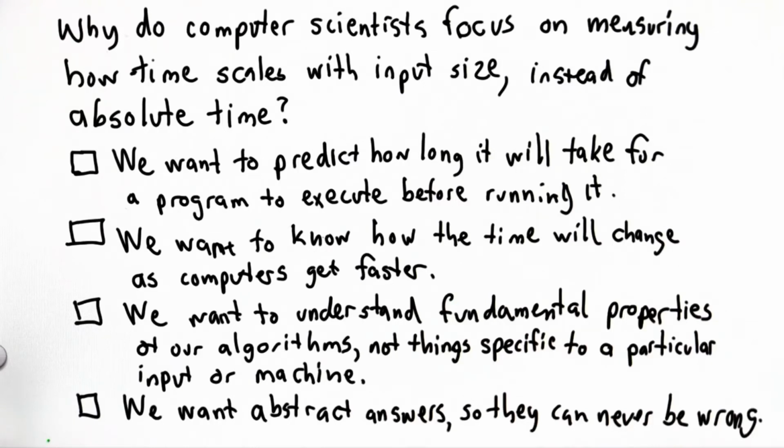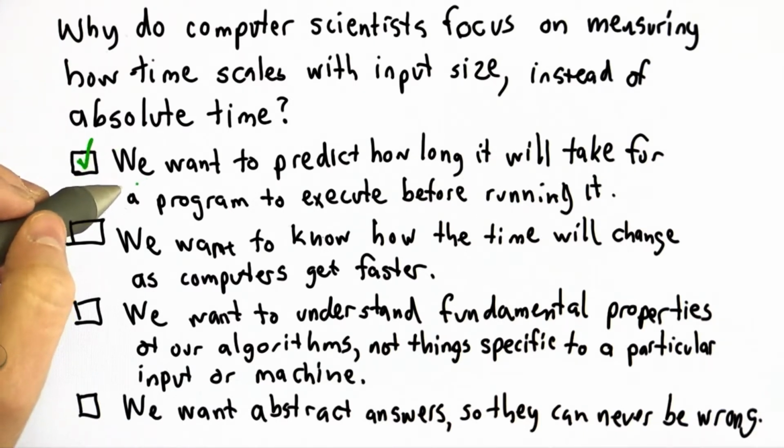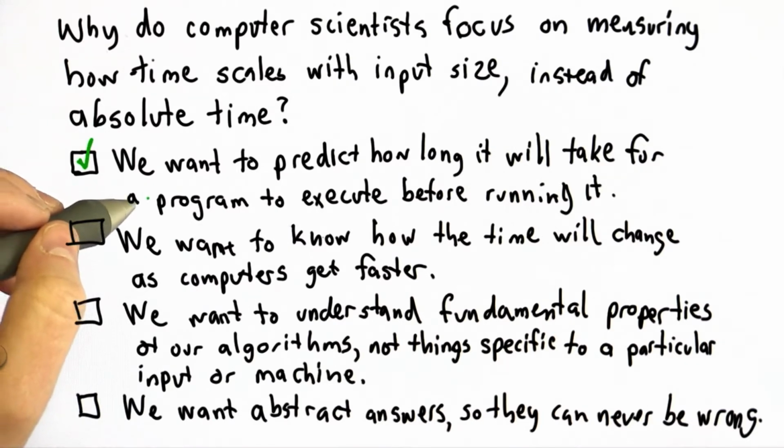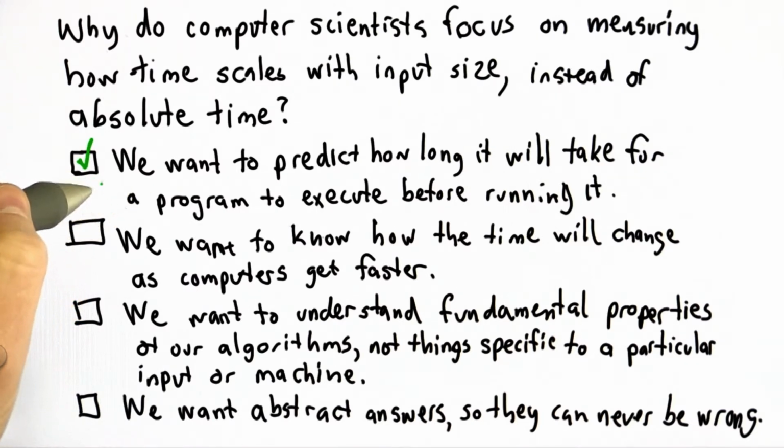So the answer is the first three are all good reasons to focus on how time scales with input size rather than absolute time. So the first reason is if we have an understanding of how the time depends on the input size, well, then we can predict how long it will take before we actually execute a program. If we have to run the program to figure out how long it takes, well, that's not going to be very useful because we've actually finished it. We've got the result we want.